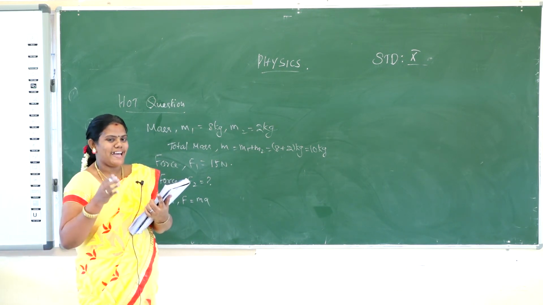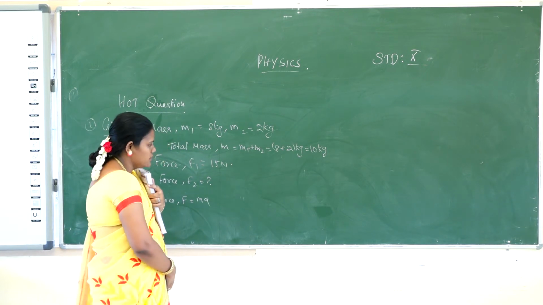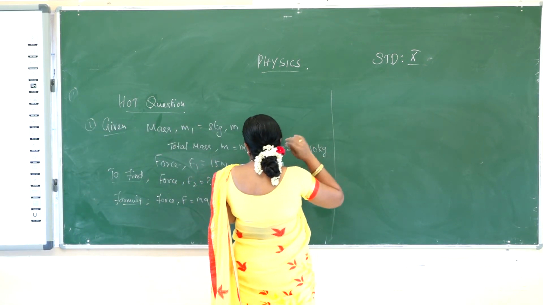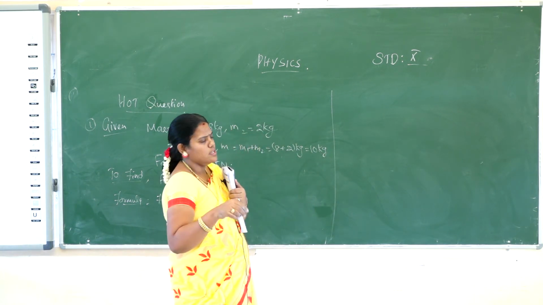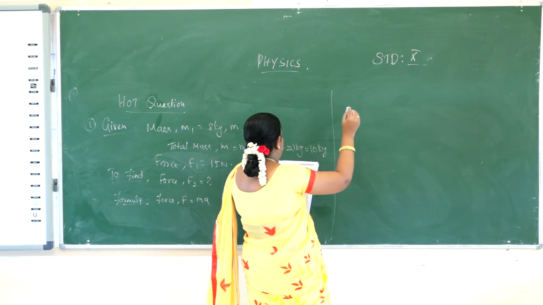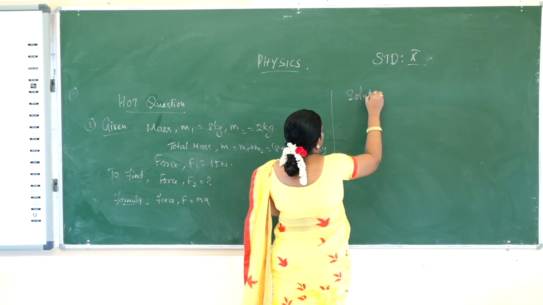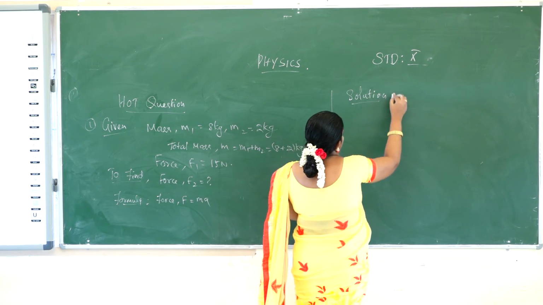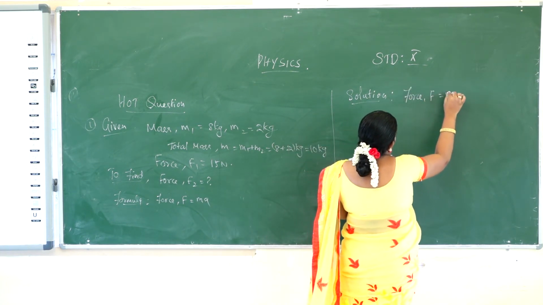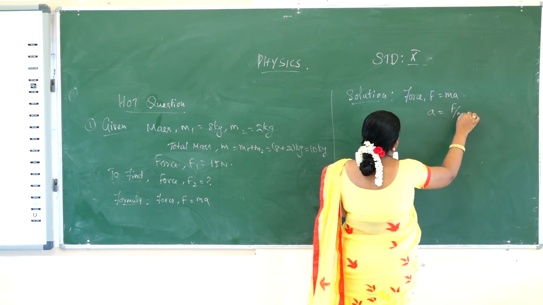First we will find out the acceleration, next we will find out the force. Okay. So first, how will you find out the acceleration? The two bodies have the same acceleration A. So commonly note down F is equal to M into A. The force F is equal to M into A. So we get A as F by M.